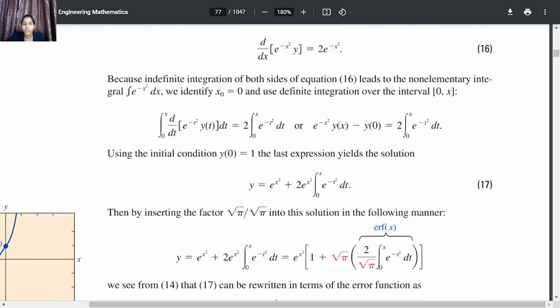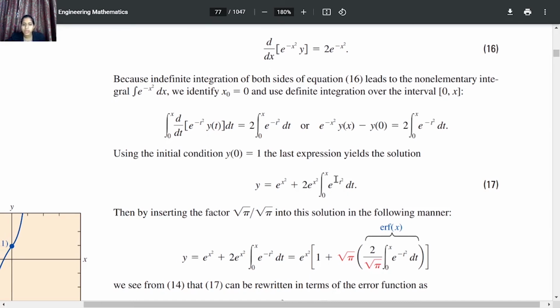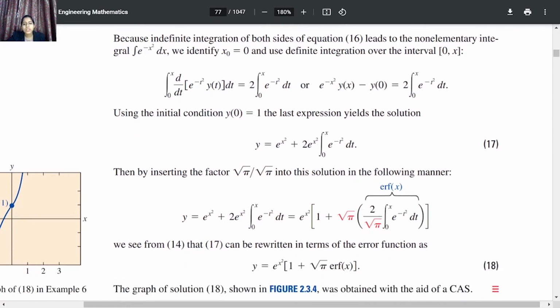Now just to show the error function, what we do is we are multiplying and dividing by root of pi, only in this term. So what do we get? I'm taking e raised to x square common, and this is e raised to x square into 1 plus root pi into 2 by root pi integral 0 to x e raised to minus t square dt. So integral 0 to x e raised to minus t square dt into 2 by root pi is nothing but our error function. Okay, so sometimes the solutions can be written in terms of error function also.